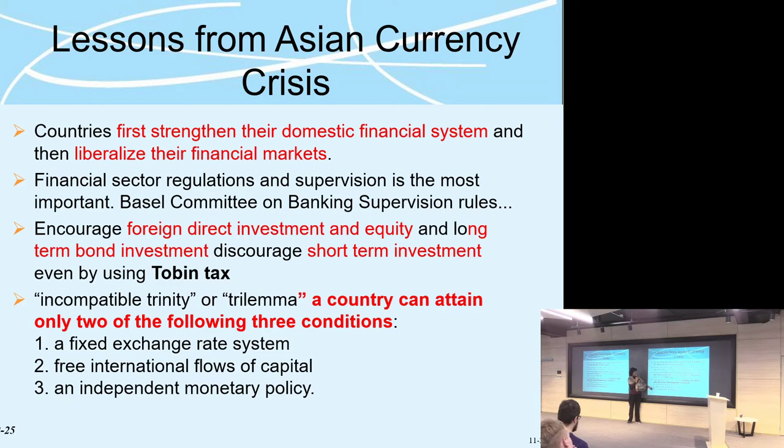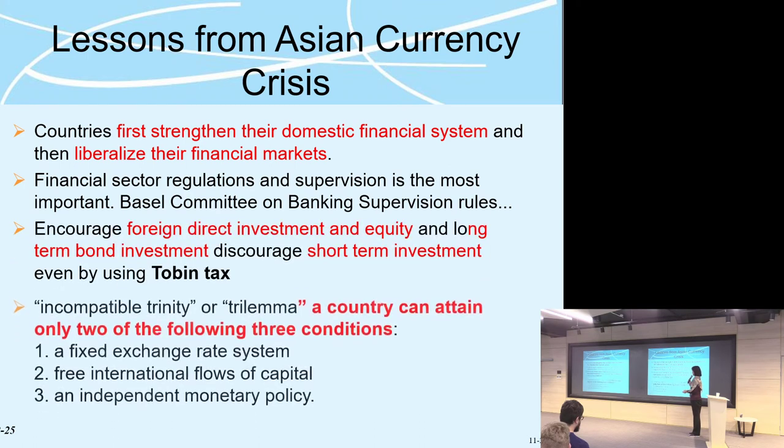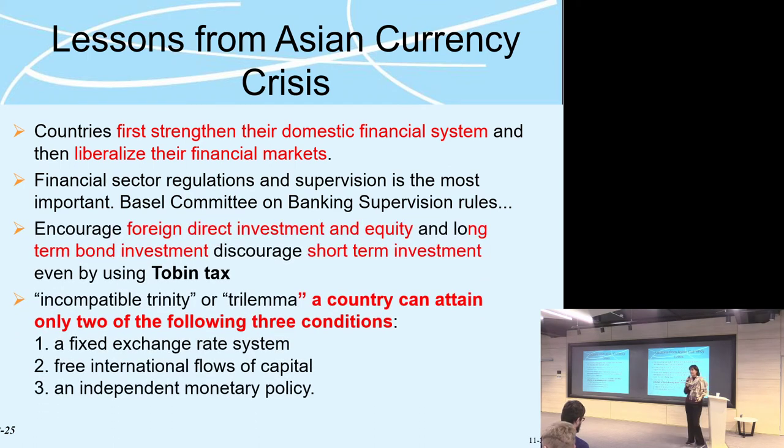And finally, we also discovered we can't have it all, unfortunately, like in life. We can have only two of those three characteristics. We can have a fixed exchange rate, which the government of Thailand was promising: the currency is not going to devalue. And we can have free international flows of capital, which the Thai government was also having. However, we can't have an independent monetary policy. Or we can have independent monetary policy and free international flows, but we can't have fixed exchange rates. So the whole point is you have to pick and choose. You can't promise and deliver all three at the same time, unfortunately.